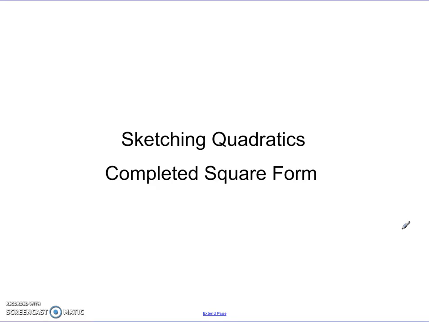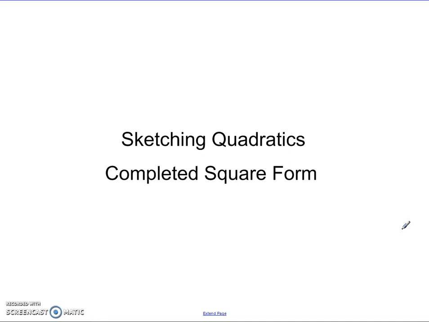So in the previous video, we've looked at sketching quadratics and the key bits of information we have to calculate when sketching them if we're given something in a standard quadratic form, so ax squared plus bx plus c. What we're going to look at today is still sketching quadratics, but we're going to look at what happens if we've got a graph written in completed square form. So that's our x plus a squared plus b, that kind of form there.